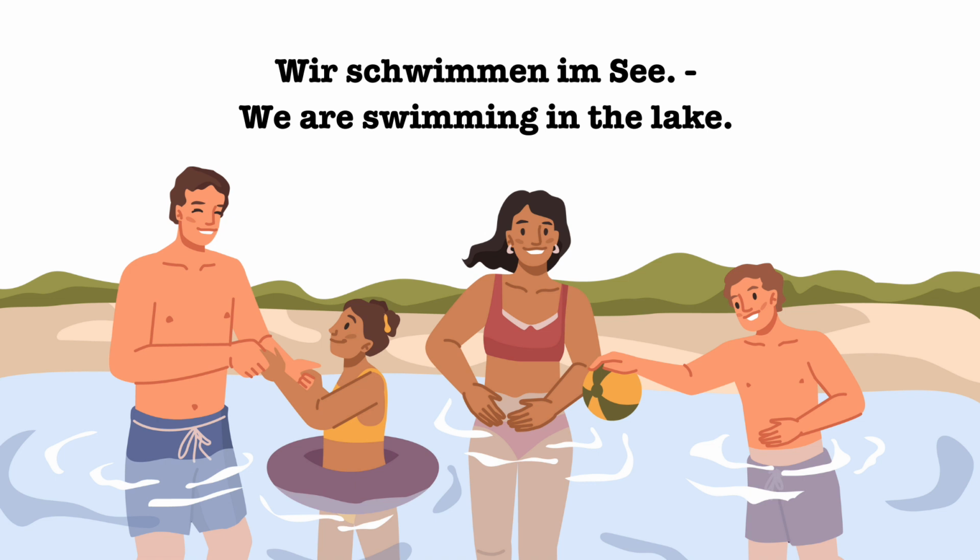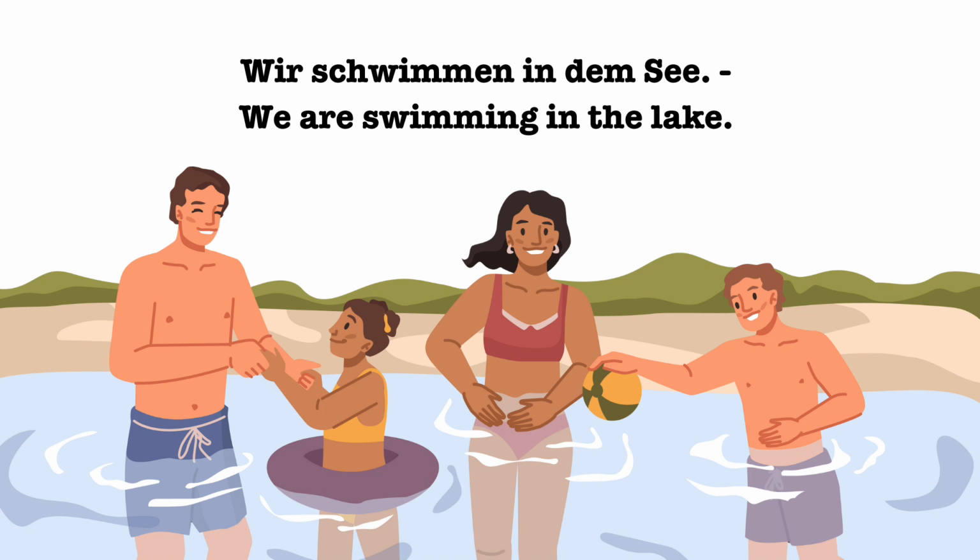Im Wald. Wir schwimmen im See. We are swimming in the lake. See is a masculine noun, and when in is used to describe a static location in German, we use the dative case for that. For masculine nouns and for neuter nouns, we use the article dem if it's both dative and either masculine or neuter. You could rewrite this sentence as Wir schwimmen in dem See, which is we are swimming in the lake. It's the exact same sentence, but this one puts a little bit more emphasis on the article itself.